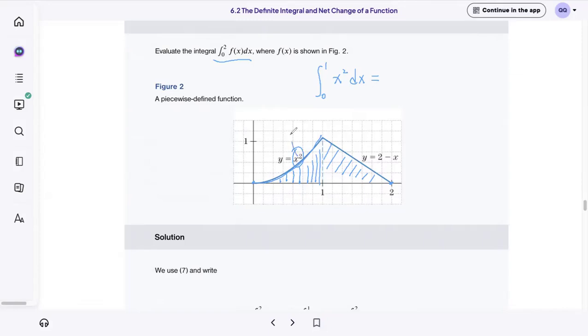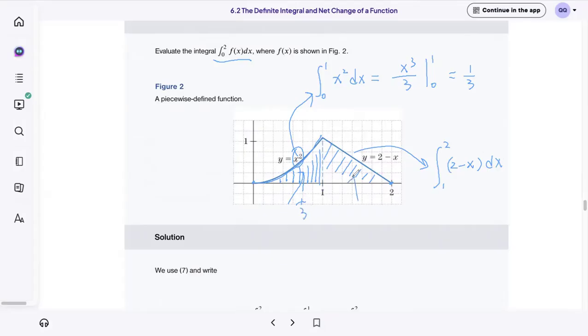So this area, we're going to set up an integral as well from 1 to 2. Lower limit is 1, upper limit is 2. What's the function? The integral should be 2 minus x dx. So we can calculate each one. So this one, we anti-differentiate to get x cubed over 3, then we evaluate at 0 and 1. So we just get 1/3. So the area of this piece is 1/3.